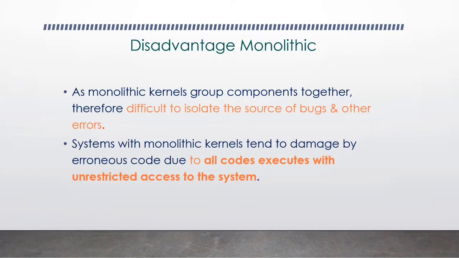Everything has pros and cons. Now you can see the disadvantages of the monolithic system. As a monolithic kernel groups components together, it is difficult to isolate the source of bugs and other errors. Systems with a monolithic kernel tend to be damaged by erroneous code, due to all code executing with unrestricted access to the system.